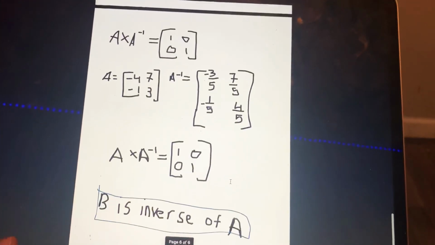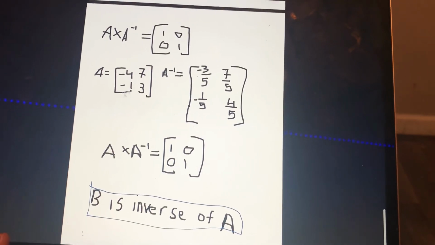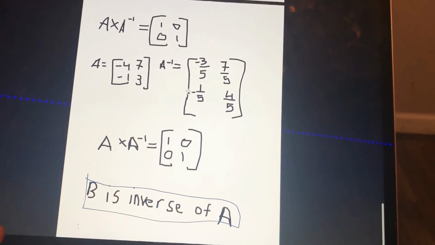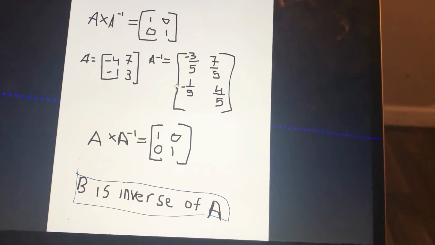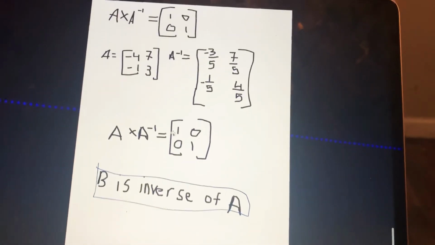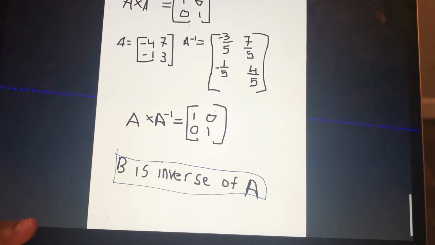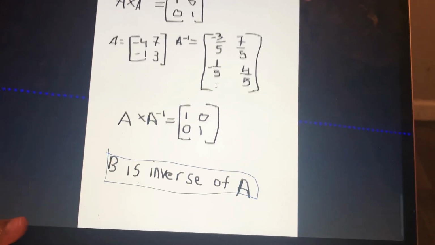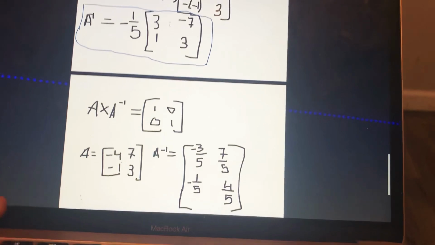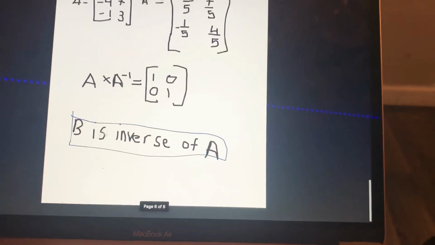Now I have multiplied the values in matrix A by the values in matrix A inverse, and I've gotten 1, 0, 0, 1. And going back to this rule, it is visible that this value is the inverse of A. So B is the inverse of A.